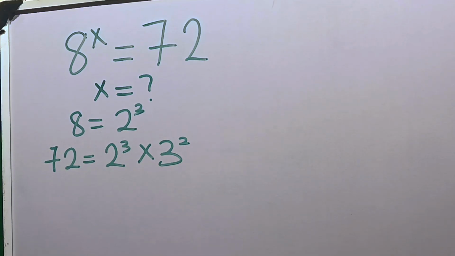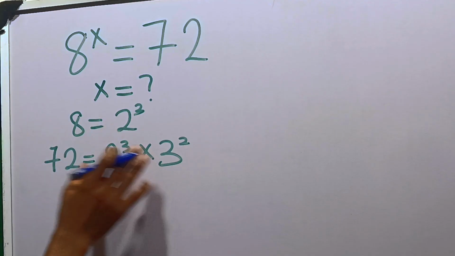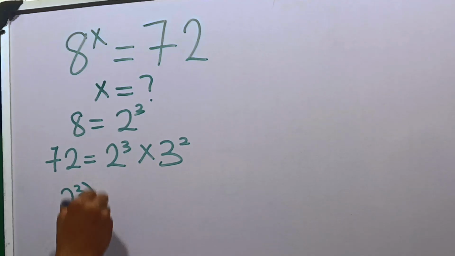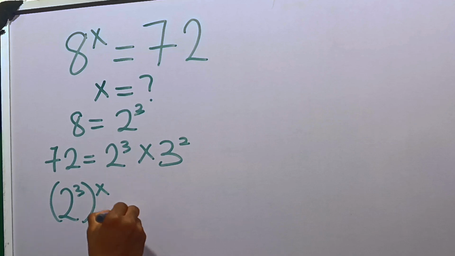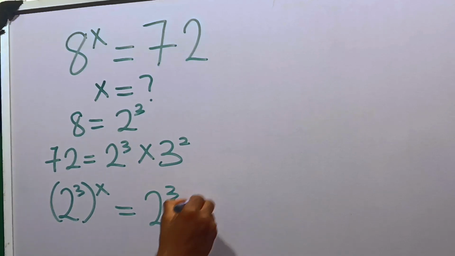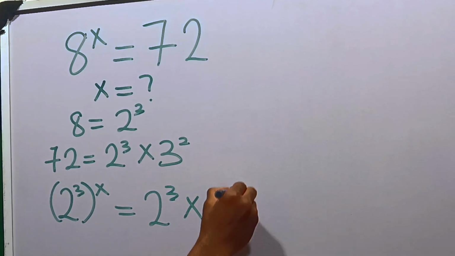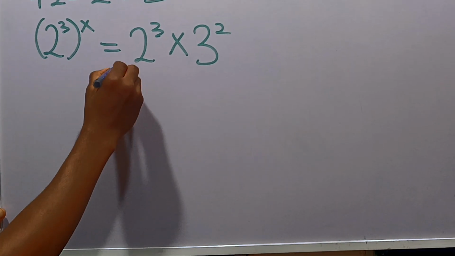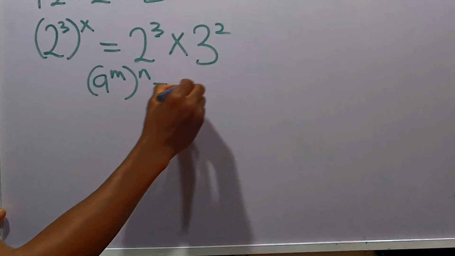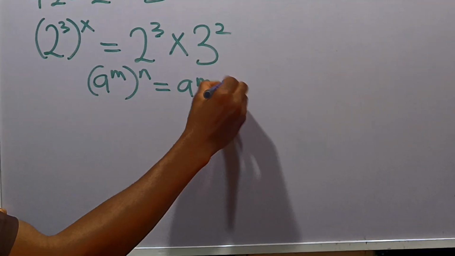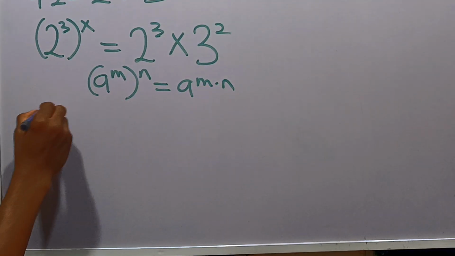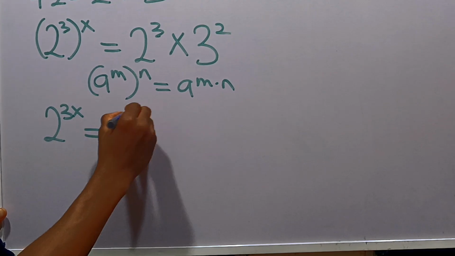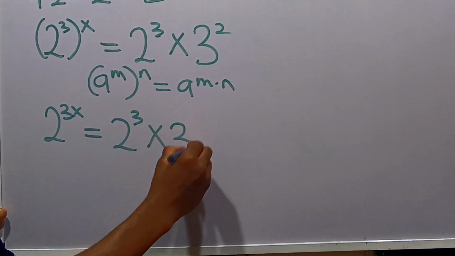Let's now replace our 8 and 72 with this index in this equation. So we have 2 raised to the power 3 will now be raised to the power of x to be equal to 2 raised to the power 3 multiplied by 3 raised to the power of 2. Now when you have a raised to the power m raised to the power of n, it's equal to a raised to the power m multiplied by n. Applying the same law here, we have 2 raised to the power 3 times x, which is 3x, to be equal to 2 raised to the power 3 multiplied by 3 raised to the power of 2.